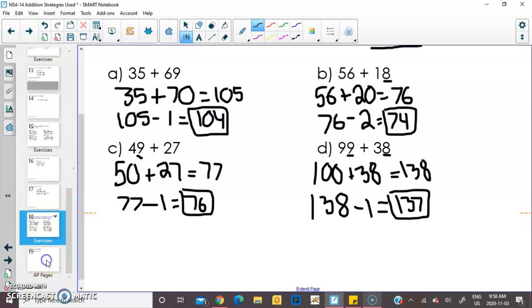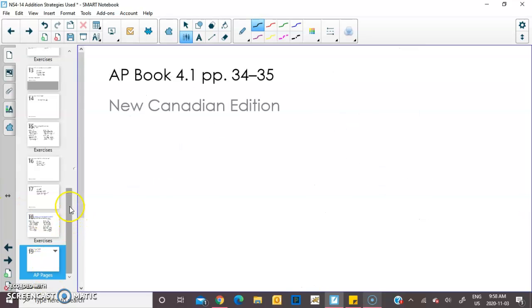Alrighty. Now, I want you to move on to your AP book. So I have attached your AP pages, and I want you to do both page 34 and 35. Okay? Good luck, grade 4s.